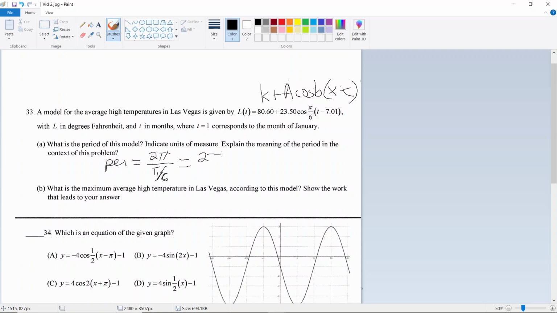That's 2π times 6 over π. And the π's cancel. 2 times 6 is 12. And then it says indicate the units. That's 12 months.